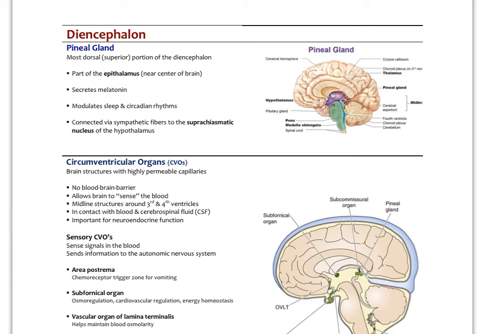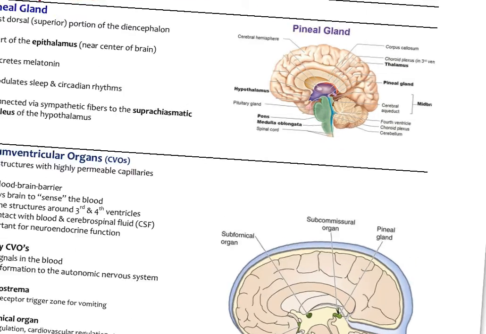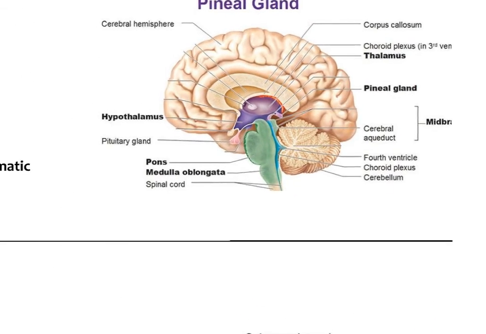The last part of the diencephalon is the pineal gland. This is the most dorsal portion, a superior portion of the diencephalon. It's part of the epithalamus, and it's really at the center of the brain. And so if we look at the picture here, this shows you pretty clearly.